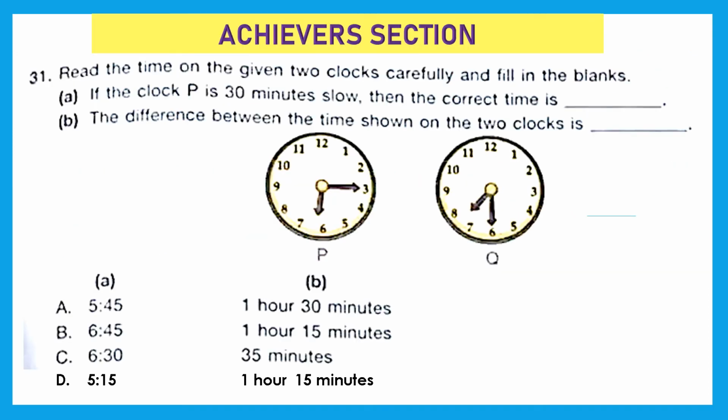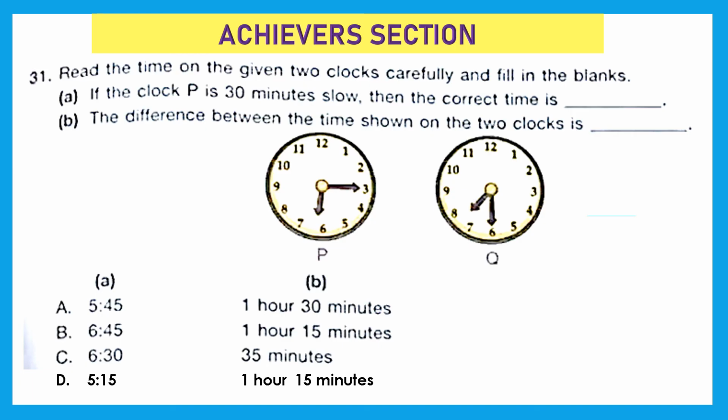Moving to the last section, that is the Achievers section. It holds double marks for each question. Question 31. Read the time on the given 2 clocks carefully and fill in the blanks. Let's see. P is showing 15 minutes past 6 o'clock and Q is showing 30 minutes past 7 o'clock.